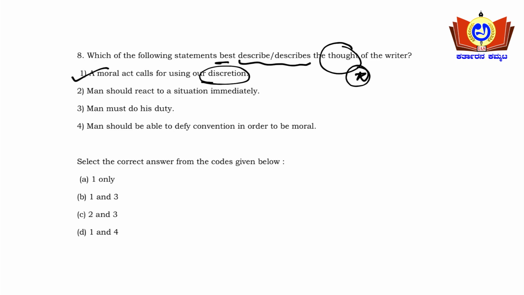What is the thought of the passage? Man should react to a situation immediately. No, this is wrong, away from the passage. Man must do his duty. No, this is also wrong. Man should be able to defy convention in order to be moral. See, in the last part of the passage, how can a man understand morality who does not use his own intelligence and power of thought, but lets himself be swept along like a log of wood by a current? Sometimes a man defies convention and acts on his own with a view to absolute good. Considering that statement, option 4 is also right. Hence option D, 1 and 4, is the right answer.